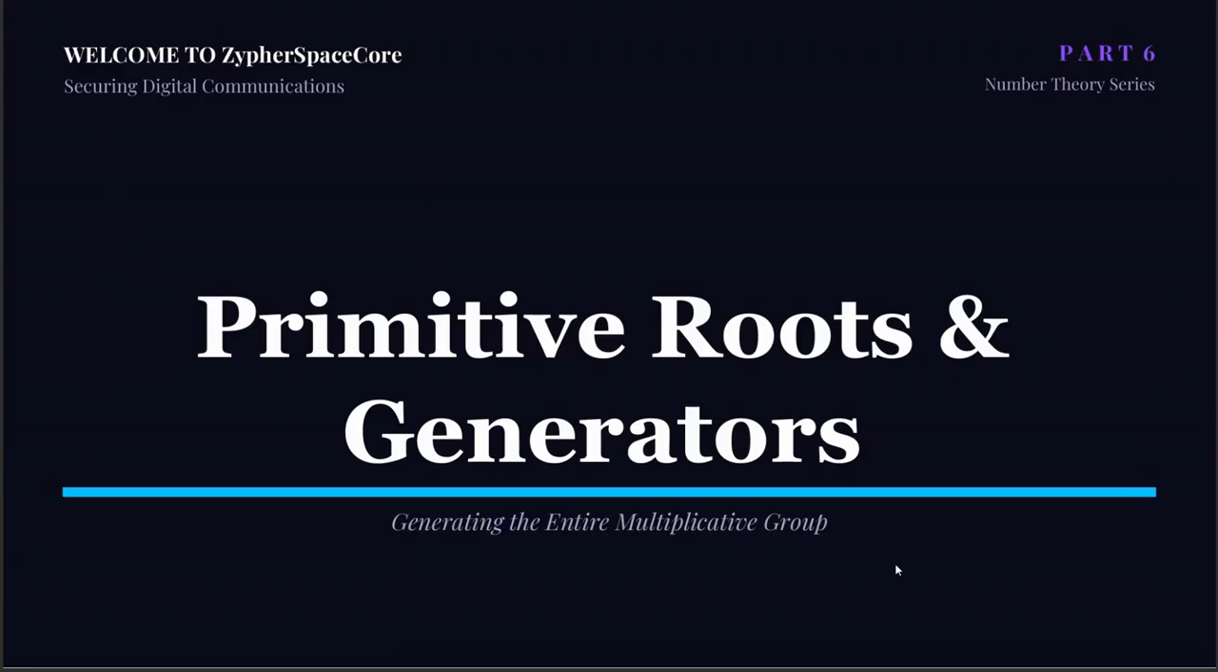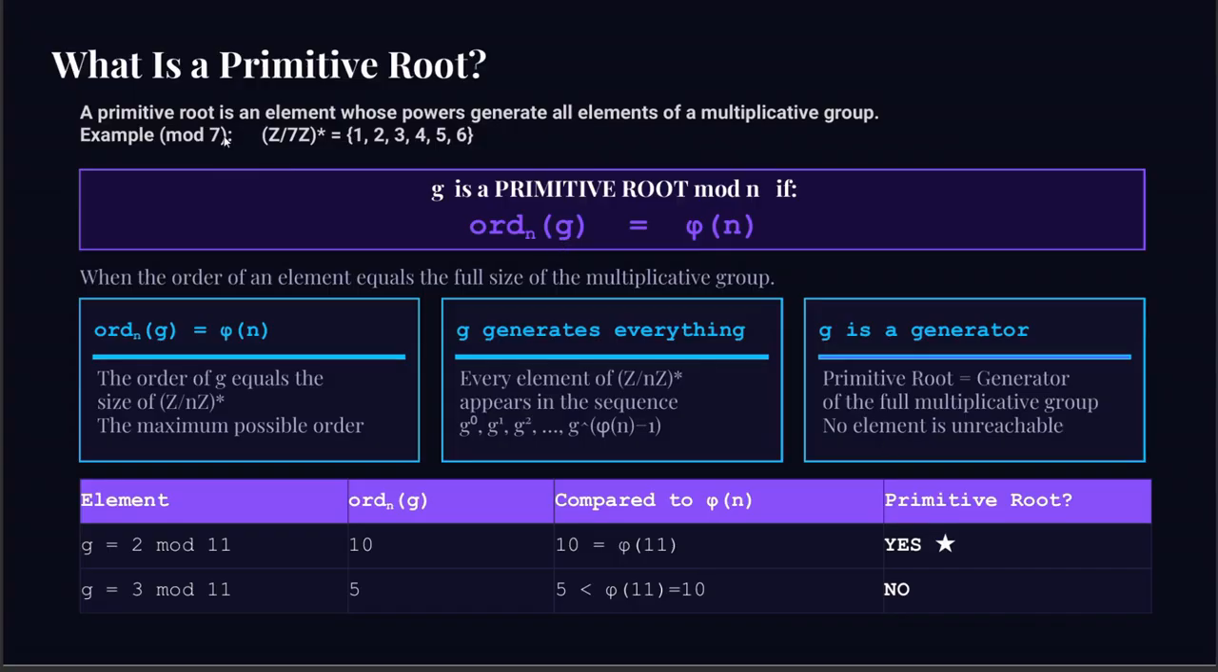In the previous parts of number theory, we learned about modular arithmetic, Euler's totient function, and the concept of the order of an element. In this lecture, we will study one of the most important concepts in cryptography, primitive roots, also called a generator. The main idea is a special element, the primitive root, whose powers can generate every element in a multiplicative group. For example, if we work modulo 7, that is Z_7^* equals {1, 2, 3, 4, 5, 6}, a primitive root can generate all 6 elements through repeated exponentiation.